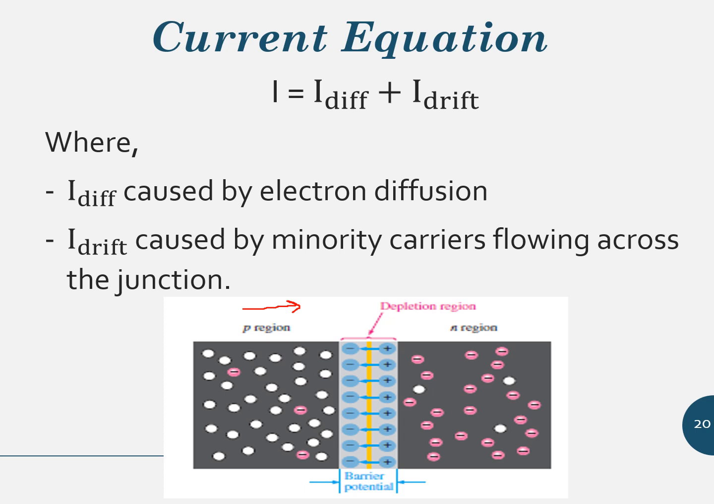Both of these charge carriers experience the electric field in the depletion region, which sweeps holes into the p region and electrons into the n region. These two phenomena create drift current. It is also called reverse current. It is from N to P.